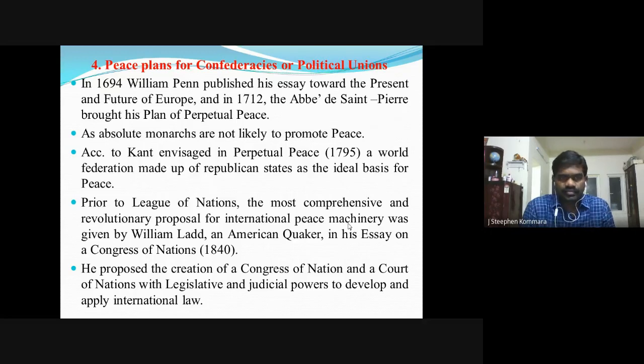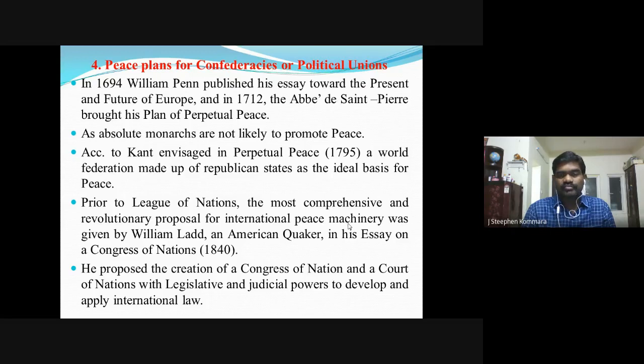In 1694, William Penn published his essay toward the present and future of Europe, and in 1712, the Abbé de Saint-Pierre brought his plan of perpetual peace. As absolute monarchs are not likely to promote peace. Actually, the monarchs, నియంతలు, they are not likely to promote peace. వాళ్ళు ఇష్టపడరు. But according to Kant, envisaged in perpetual peace, a world federation made up of republican states as the ideal basis for peace.